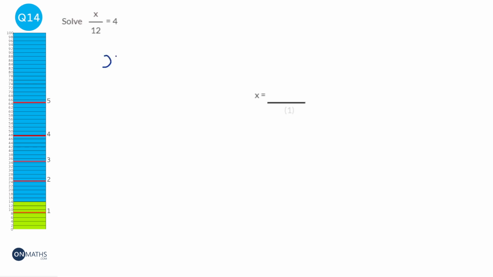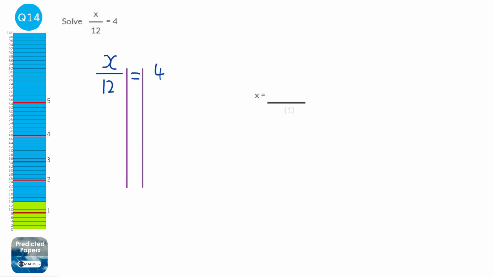I'm going to start just by copying out the question. So we've got x over 12 equals 4, and when we're asked to solve, it means we need to find out what x is. We need x equals, and the method for doing it is just by putting lines either side of the equal sign, our solving lines. And what we need to do is get x on its own on the left hand side. What's stopping x from being on its own?